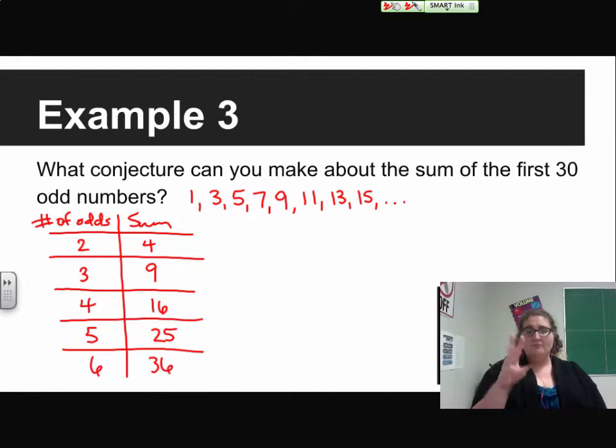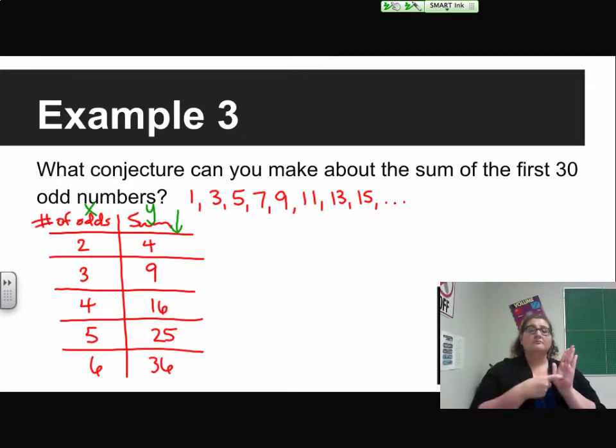Now let's see if we can find a pattern so I don't have to add up the first 30 odd numbers, because already at 6 it was taking a bit of time. When I have this in a column, you can think of this as my x value and this as my y value. What did I do to my x value to get my y value? What do we do to 2 to get to 4? You could say we multiply it times 2, but 3 times 2 isn't 9. So does anyone see a pattern in this column?